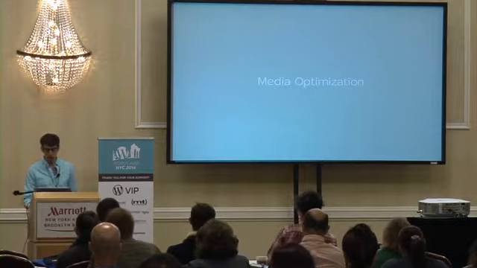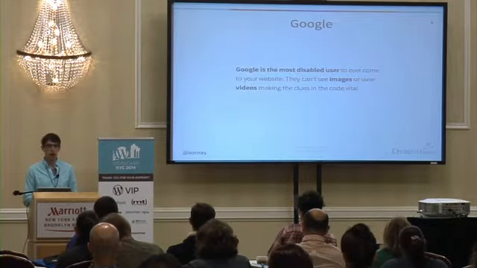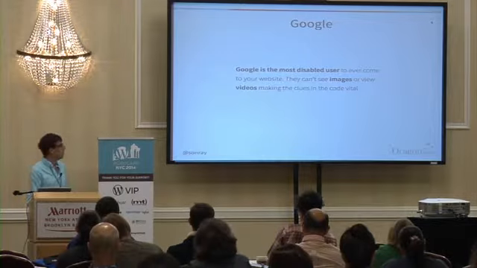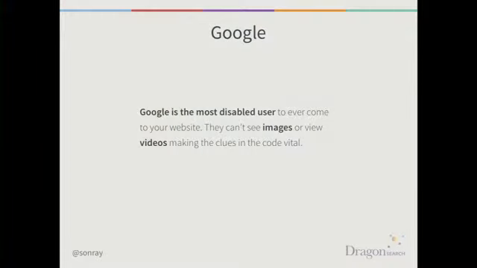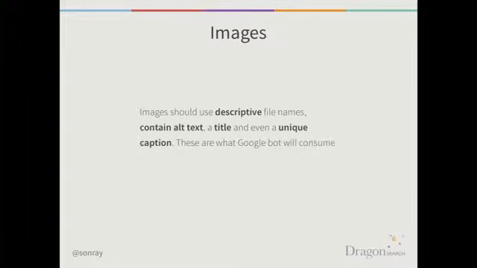Media optimization. The previous speaker talked a lot about images and videos previously. Googlebot is going to be the most disabled user that ever comes to your website. They don't understand what images look like. They can't watch videos. They can't consume the media the way that you or I can. So they're looking at the code, and they're looking for the cues in the code. And most important right off the bat is making sure that you're using descriptive file names. So when you save it on your computer, what is this image that you're saving? So then when it gets uploaded, it's already in your source code.